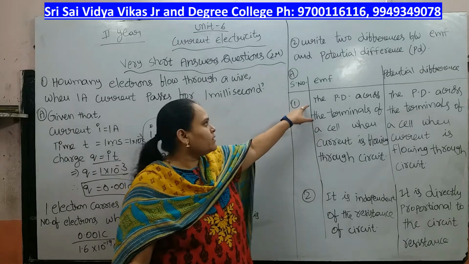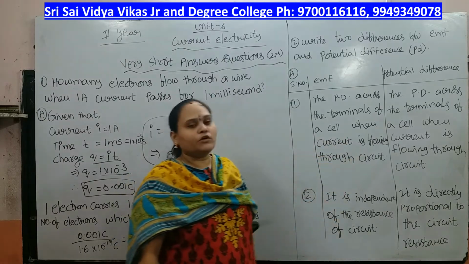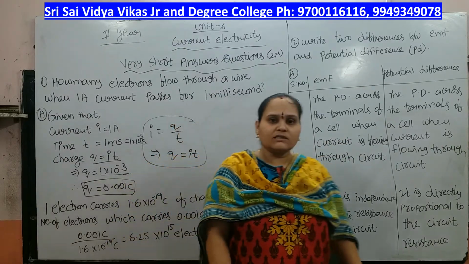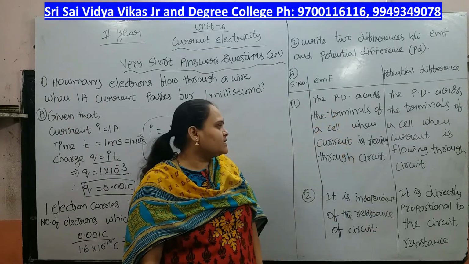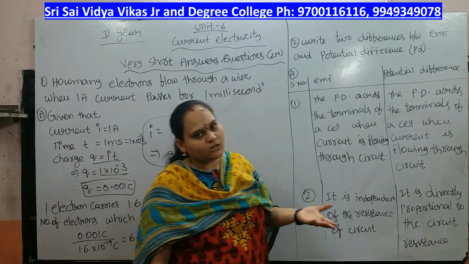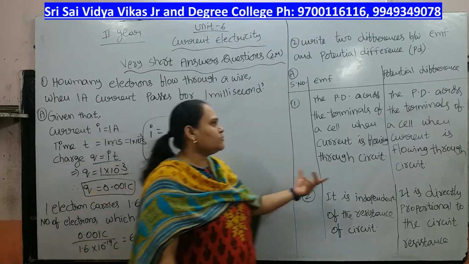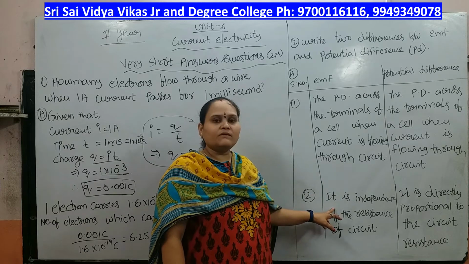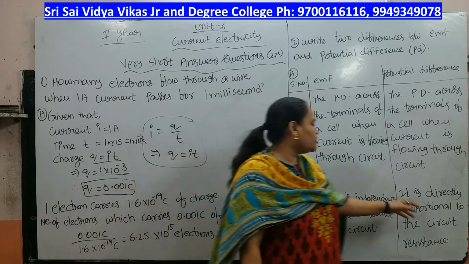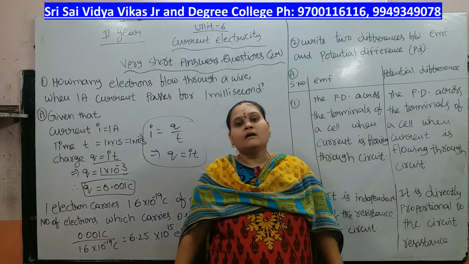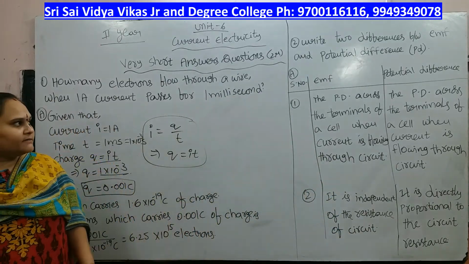So see here. EMF means the potential difference across the terminals of a cell when current is flowing through the circuit. Similarly, the potential difference is also the potential difference across the terminals of a cell when current is flowing through the circuit. Both have the same definitions. But the very small difference is that the EMF is independent of the resistance of the circuit, but the potential difference is directly proportional to the circuit resistance. Okay, that is the difference. So next we will discuss the remaining questions and answers.